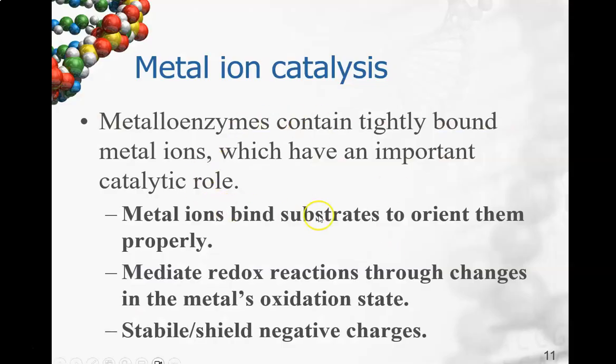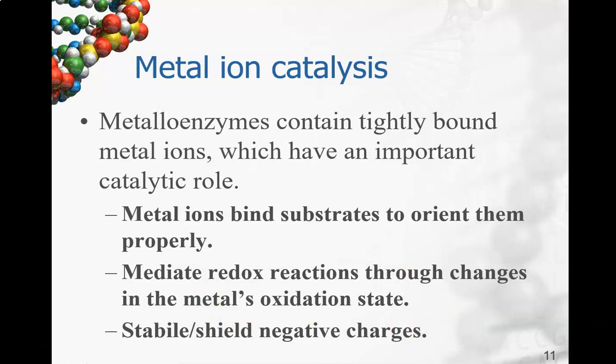So let's look at an example of metal ion catalysis. There are lots of metalloenzymes, and they have metal ions, and they play an important catalytic role because they do things that lots of enzymes do, which is that the metal ions help to position the substrate properly. You need to orient them so their functional groups are nearby so they can react to form the product. But they can also mediate redox reactions because metals can have different oxidation states, like iron can be Fe2+ or Fe3+. And because they're positive, they could stabilize or shield negative charges on the transition state.